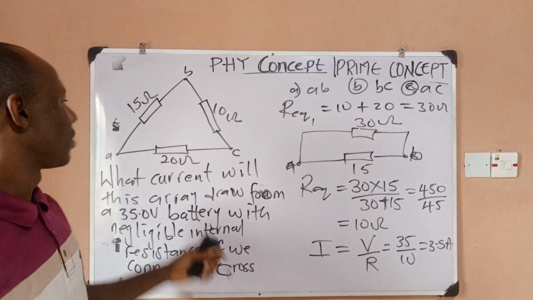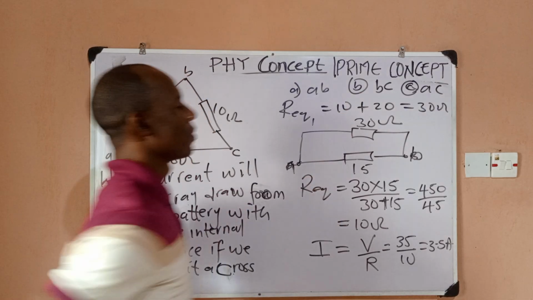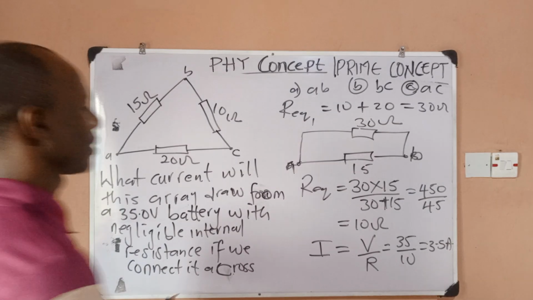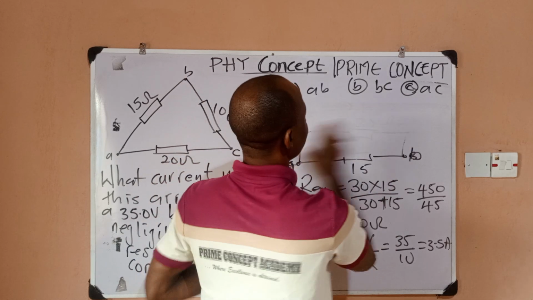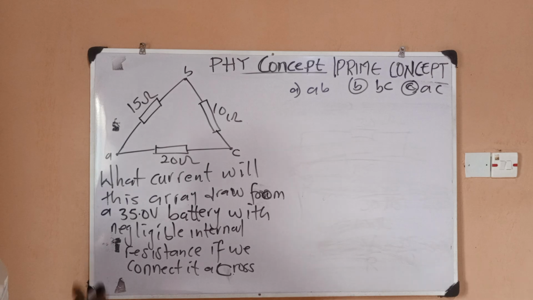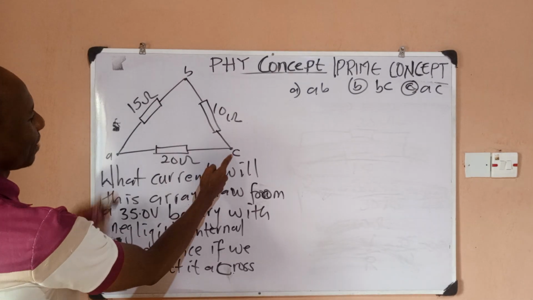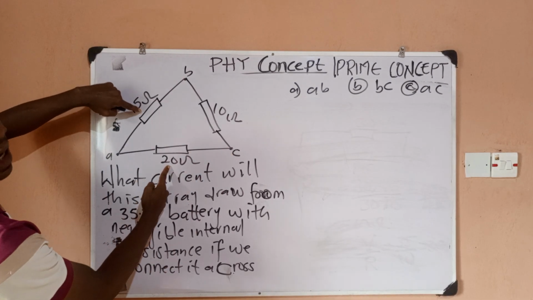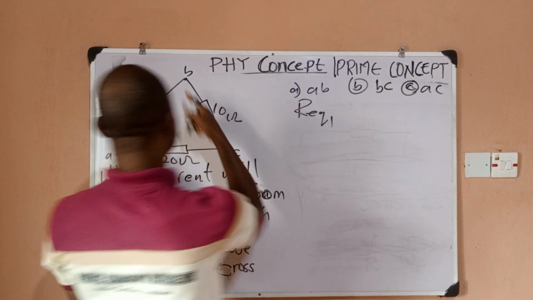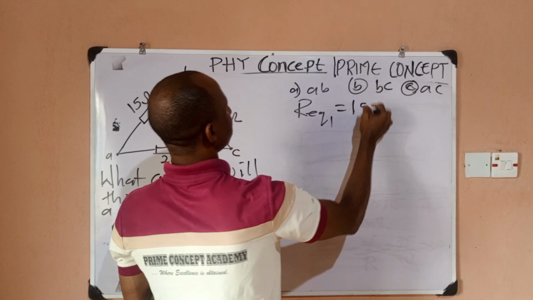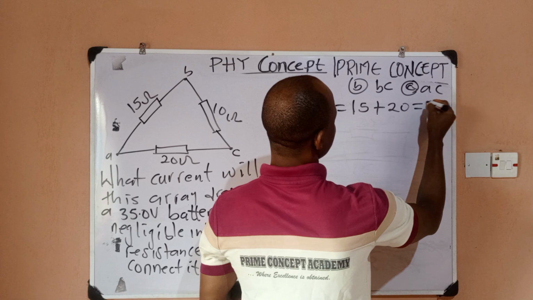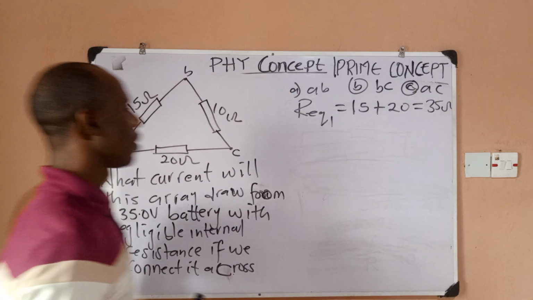Now quickly, I'll be solving the second part, part B, if it is connected across terminal BC. I'll quickly run that. Now, if it is connected across terminal BC, automatically 15 and 20 are going to be in series. So R equivalent 1 in this case is going to be 15 plus 20, which will give us 35 ohms. So this is what we have.